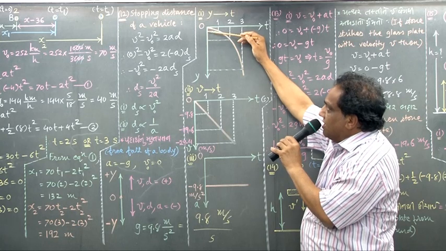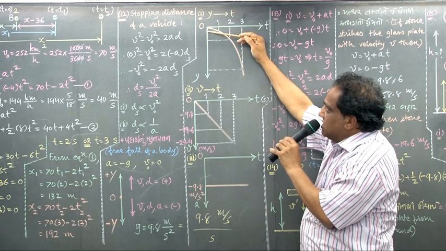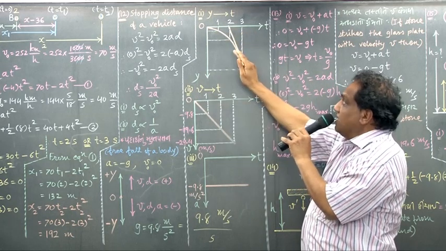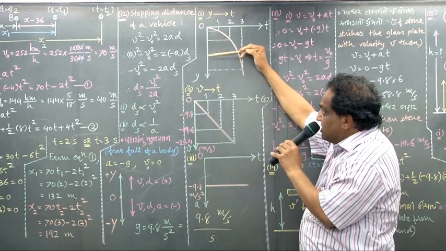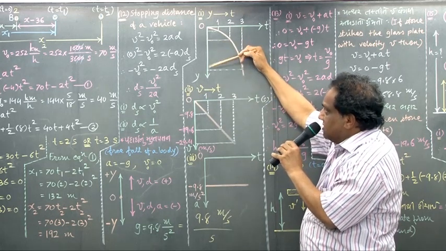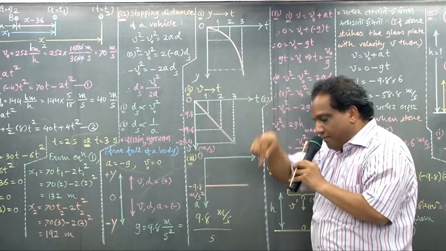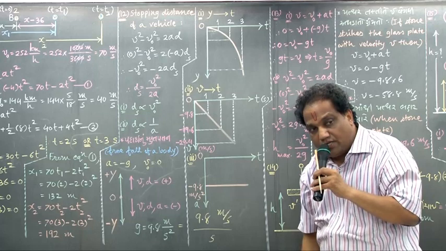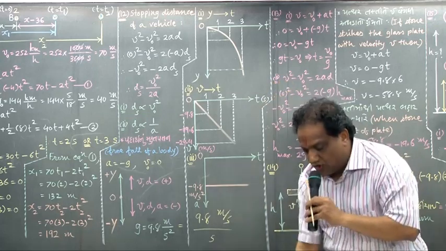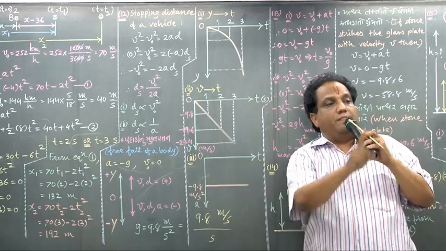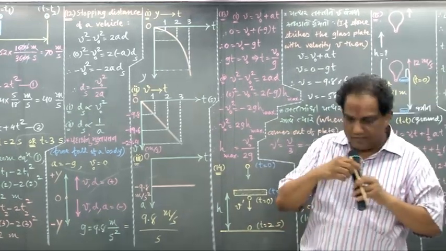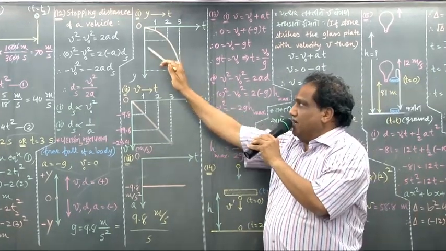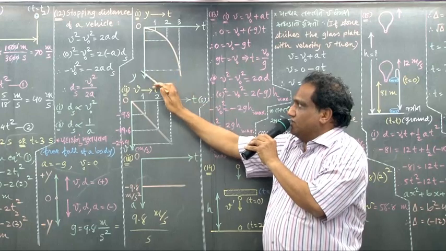This is a little bit greater compared to this. In another 1 second, the distance traveled is still greater. So what happens? As time passes on, the vertically downward distance traveled goes on increasing. Why? Because velocity goes on increasing. And all the distances are vertically downward, so it is on the negative axis. Okay? Fine.